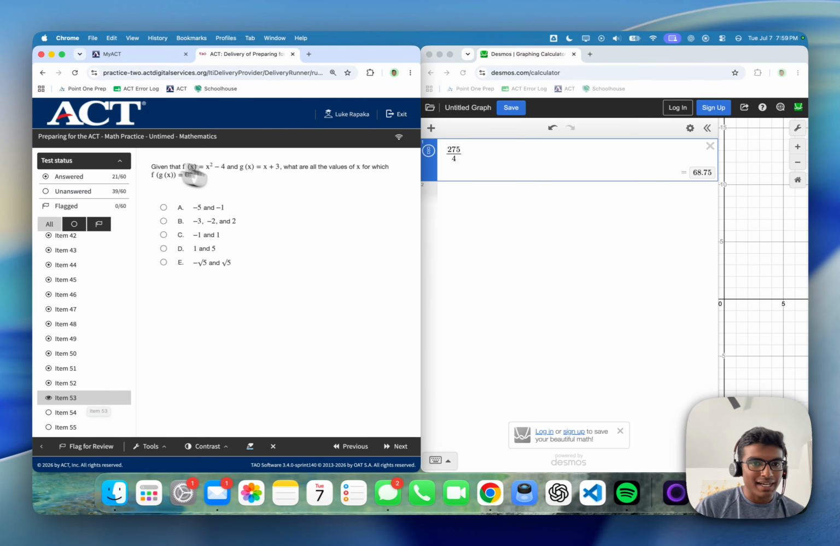All right, given that f of x equals x squared minus 4 and g's, what are the values where f of g of x equals 0?